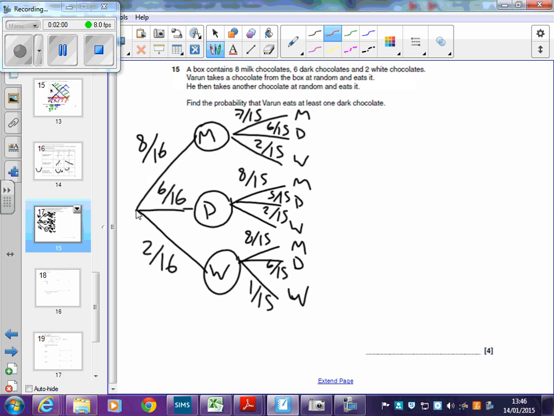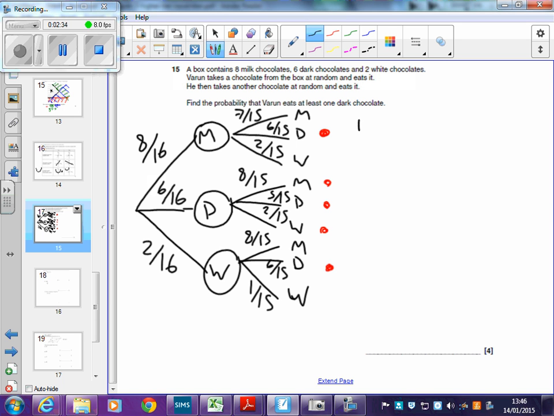We want at least 1 dark chocolate, so we want every branch where there's a dark chocolate. So we want this second branch here, all of these branches, and this middle branch here. To work these out, you could cancel the fractions down, but then you'd have to rejig them to get a common denominator, so it's not the easiest way. We're going to just keep the 16 and the 15 and not cancel the fractions down on the tree diagram. We always go times going across the tree diagrams.